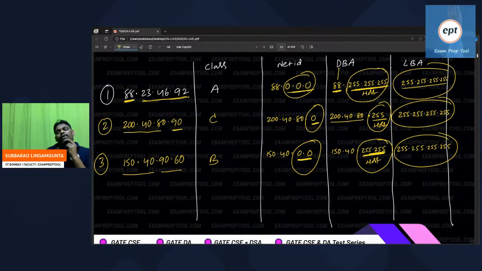Every network has a DBA, and every network has a net ID. Remember, every network has a net ID and every network has a DBA. This network, what is the DBA? Host part keep all ones.